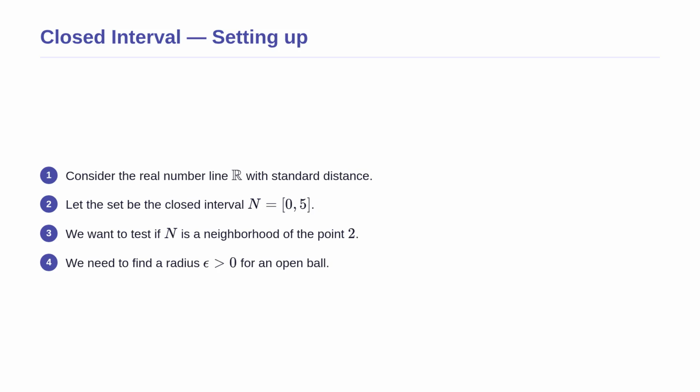Before we move on, let us see this with a concrete example. We will use the real number line with the standard distance metric. Let our set N be the closed interval from 0 to 5. We want to determine if this set is a neighborhood of the number 2. To prove this, we must find at least one positive radius epsilon. This radius will define an open ball centered at 2, which on the real number line is simply an open interval.